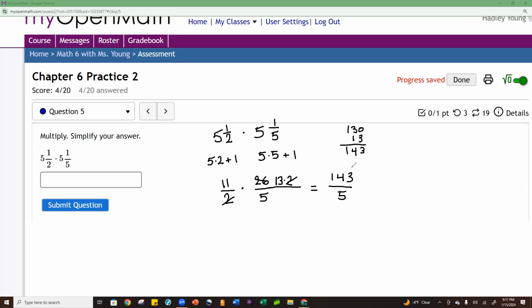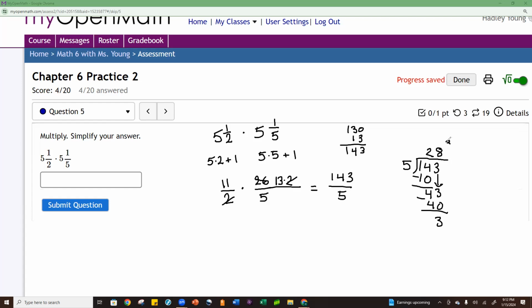Now that will be marked wrong because we have to convert it from an improper fraction to a mixed number. So 5 can't go into 1, so I see how many 5s go into 14. That's 2. 2 times 5 gets me 10. Subtract, I get 4. Bring down the 3. How many 5s go into 43? 8. 8 times 5, 40. Subtract. My remainder is 3.